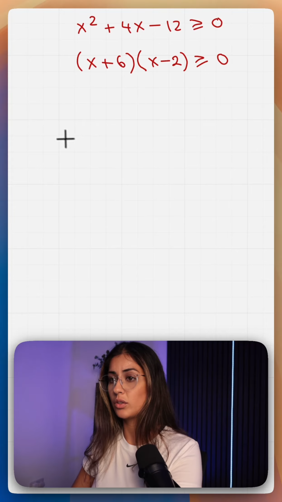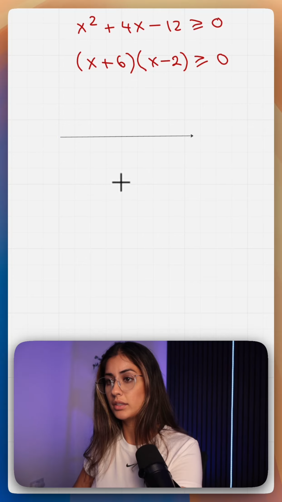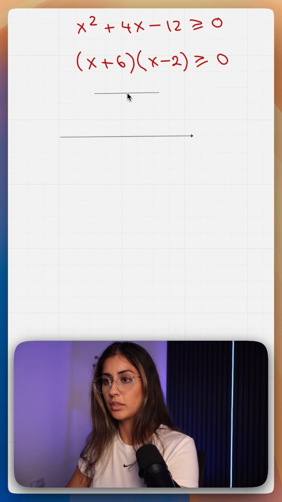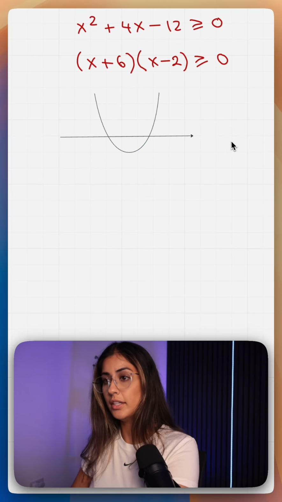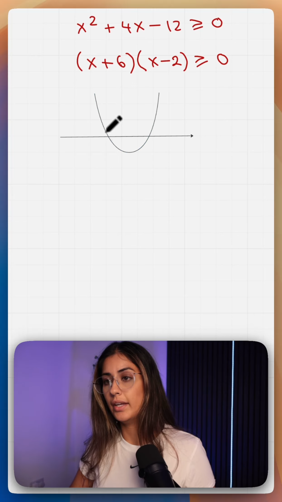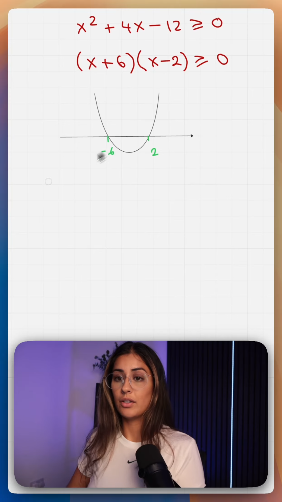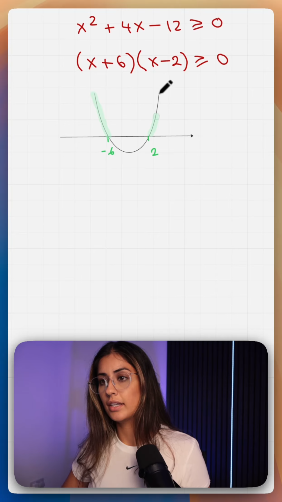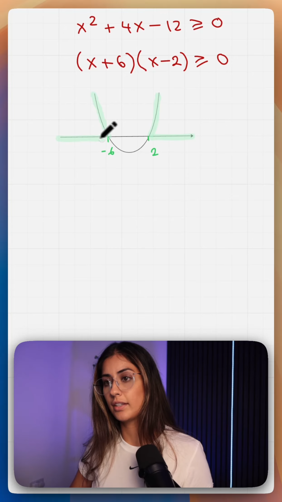You can just solve this on your calculator, but if you want to understand what the answer is graphically, I'm just going to sketch out a quick diagram. Here's your quadratic. Your roots to this are minus 6 and 2, and your entire region is above 0 here and here. So for these x values and for these x values.